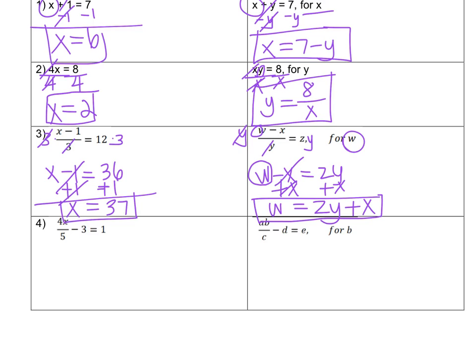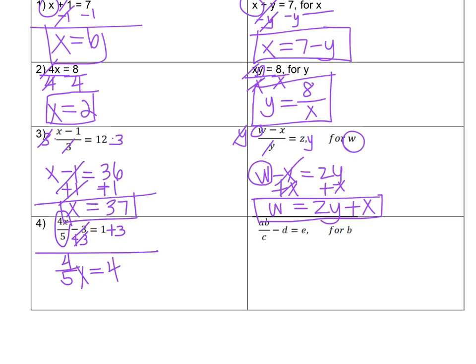Okay, last one. So my first step on this problem, since all of this is together in one term, I would need to add 3 to each side. So that would leave me with 4/5 x equals 1 plus 3, which would be 4.